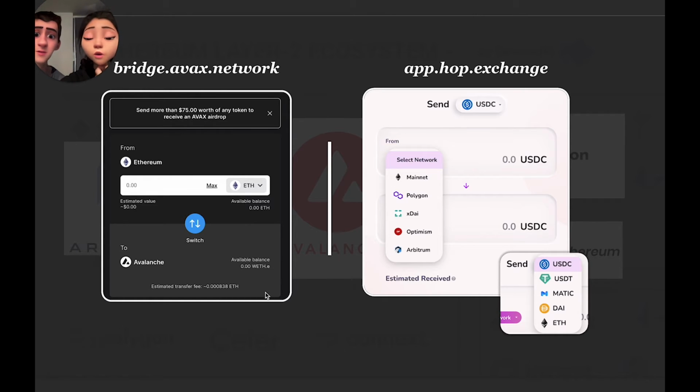Another solution, we have Hop protocol. So this is a place that you can bridge assets to multiple network. We can see the screenshot here. You can send USDC from mainnet, Polygon, XDAI, Optimism, Arbitrum to another network, and then you can also select the assets. Of course, this is very limited asset selection, but if you want to stick with the basics, this Hop protocol is a very good place to go.